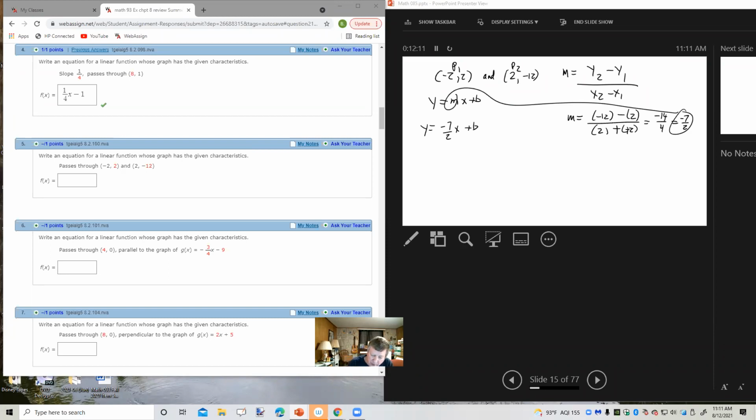I can use either ordered pair. I'll use this one, plug this in for x and this in for y. 2 equals -7/2 times -2 plus b. 2 equals, let's see, that's going to reduce to -1 times -7, which is 7. Subtract 7, b equals -5. So y equals -7 halves x minus 5, or f of x equals -7 halves x minus 5. If I'm going too quickly, please let me know. I'll slow down.